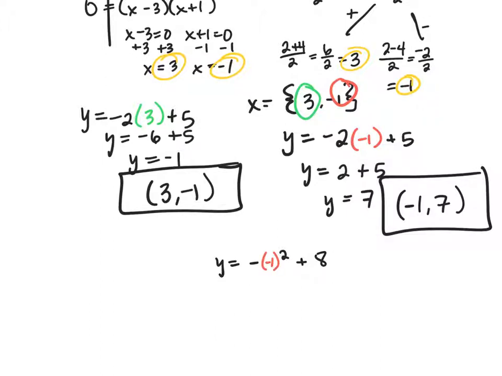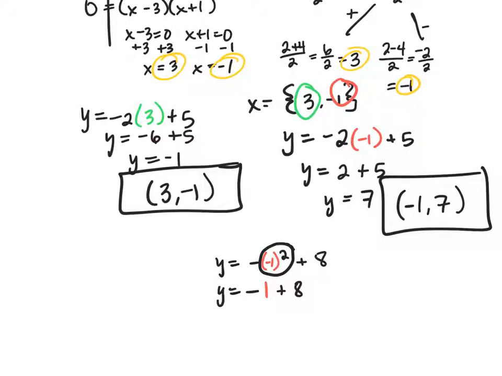When I evaluate this, the first thing I have to do is square. This negative is part of the original equation, so I have to leave it there. But this negative 1 squared is going to give me a positive 1. So I'm dropping down everything in black, negative. But I'm taking this and doing that math, and that's going to give me a positive 1. So now I just have 1 plus 8.